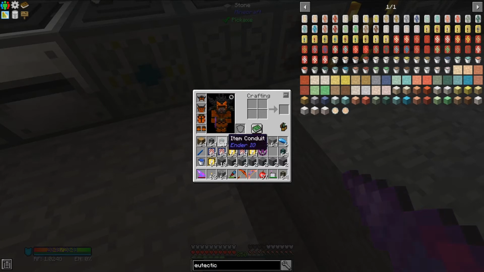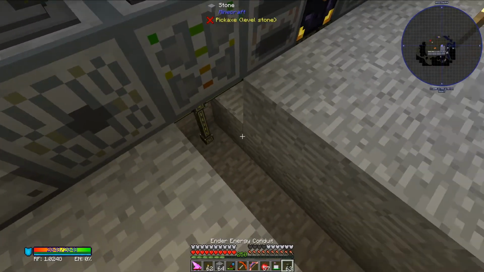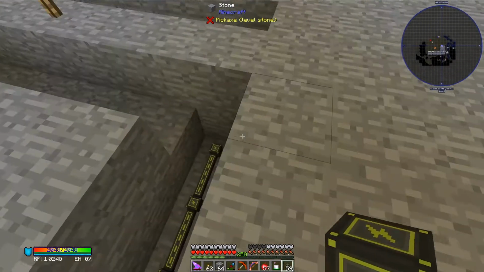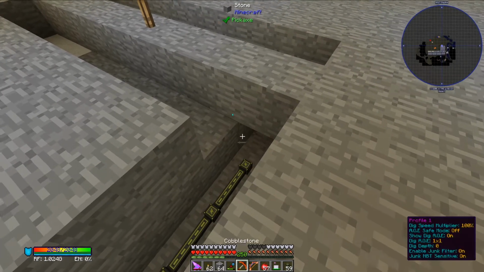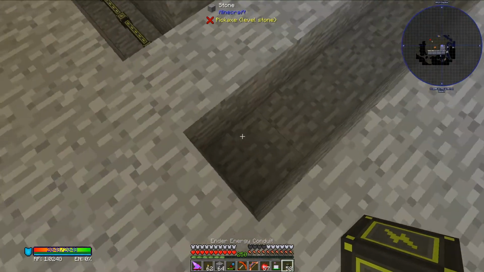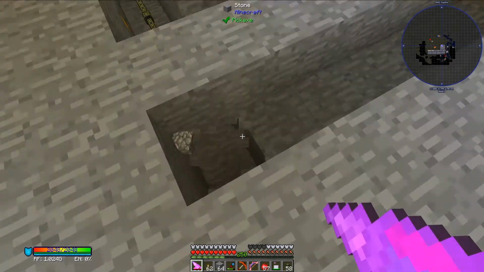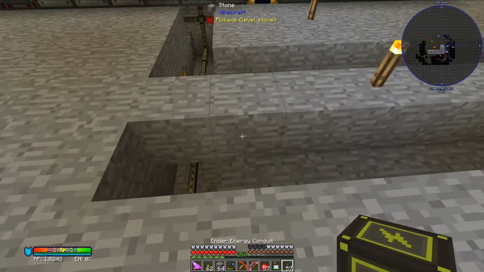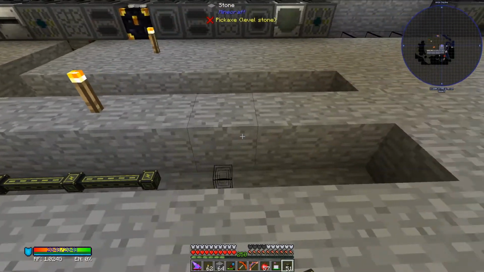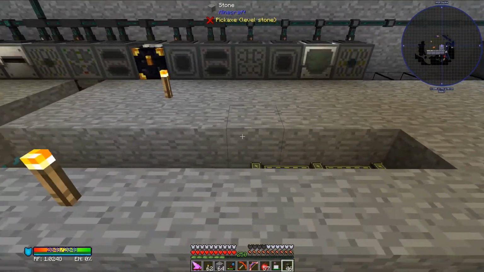So let's go ahead and grab that and run this energy conduit. And then we can punch a hole right down here and do that. And I forgot to get rid of that block, but that's okay. So let's run this over like this and like this.